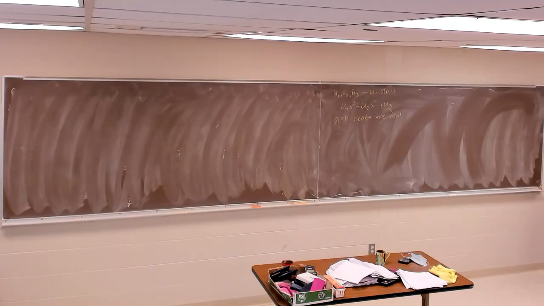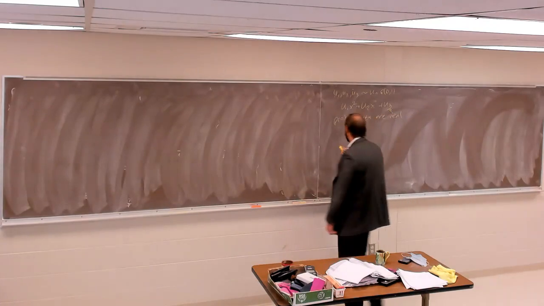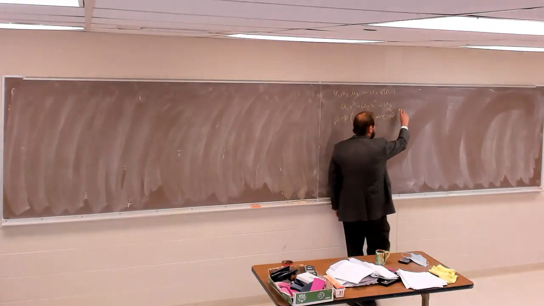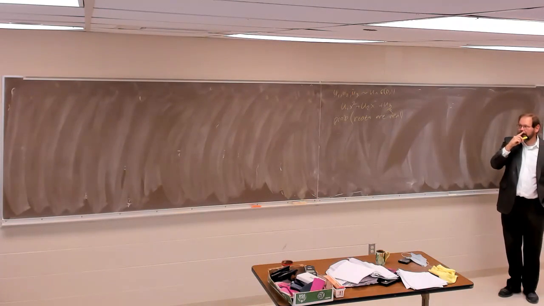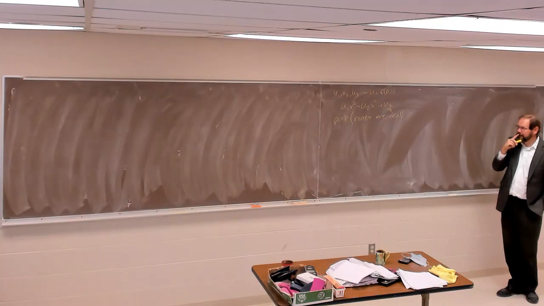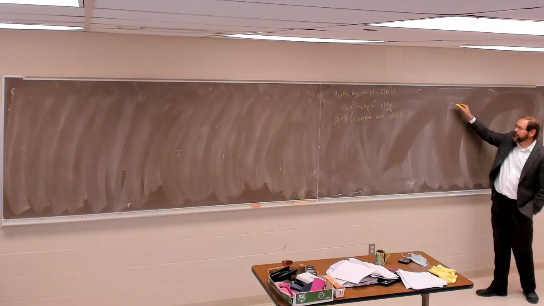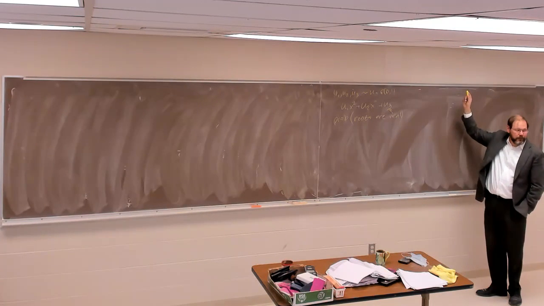Okay, so how do we just answer that question to begin with? The probability that the roots are real. The probability that U2 squared minus 4U1U3 is greater than 0.